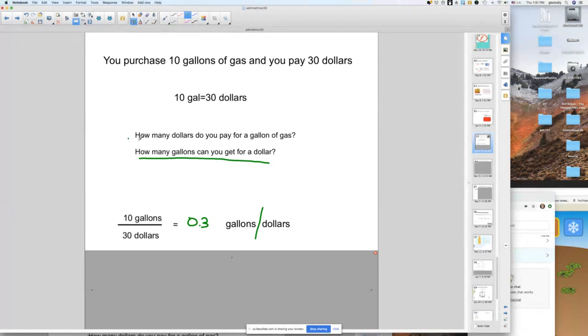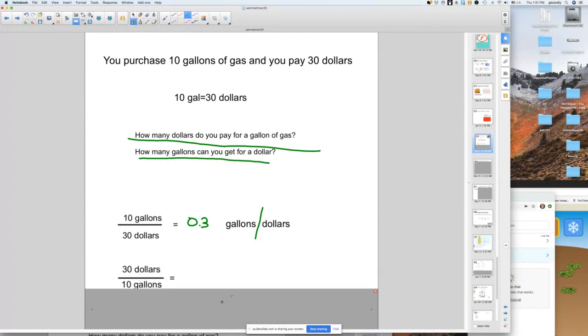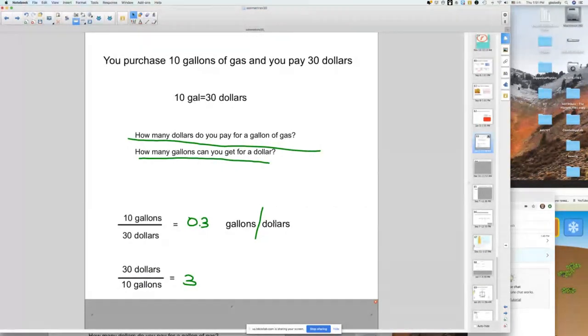How do you answer the other question? Well, do the opposite. $30 divided by 10 gallons is 3. But what do you got here? 3 what? Well, you got dollars on top and gallons on the bottom.